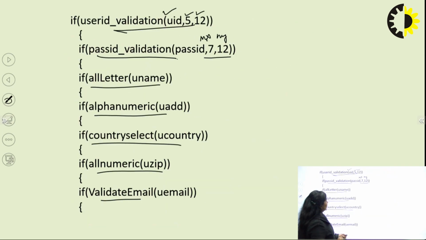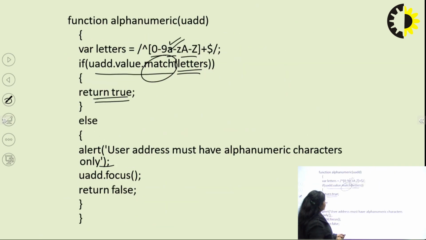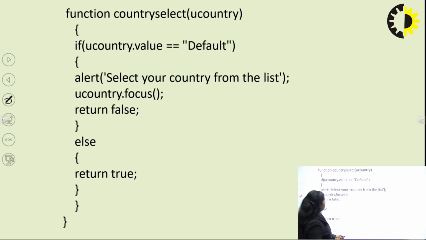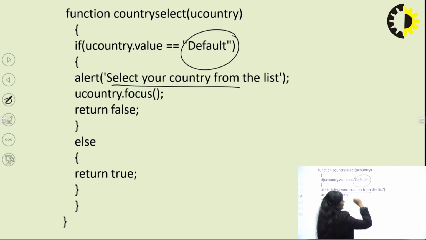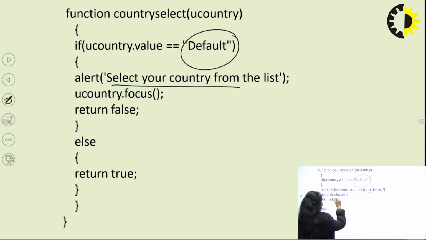So in the country select validation, we check if the value is default. That means the user hasn't entered any value. If default is there, the country focus will be set, and then it will return false. If the value is not default, then it will return true.